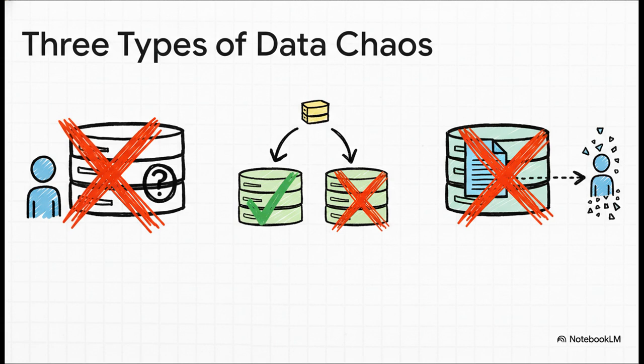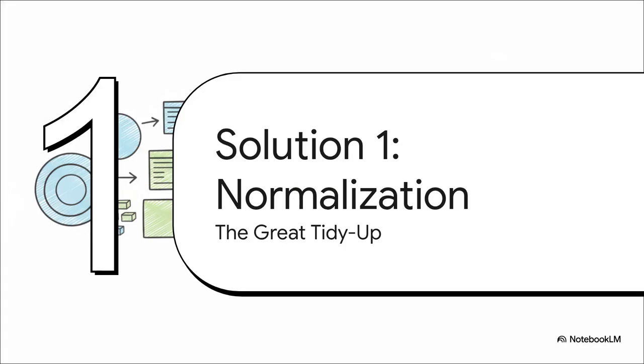And finally, the one that gives people nightmares, the deletion anomaly. You delete a course that's no longer offered, and you accidentally wipe out the professor's entire record right along with it. Yikes. So, how do we fight back against all this chaos?